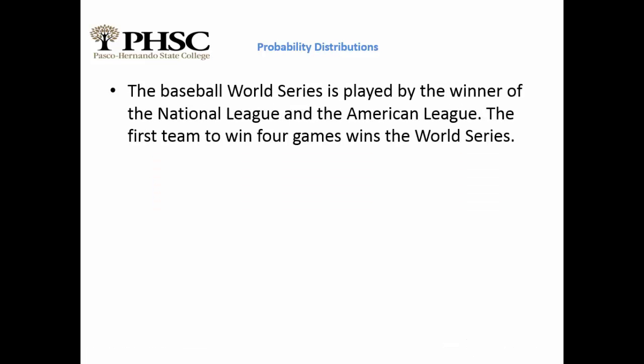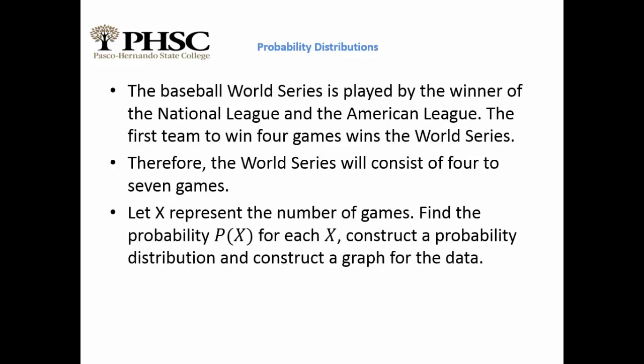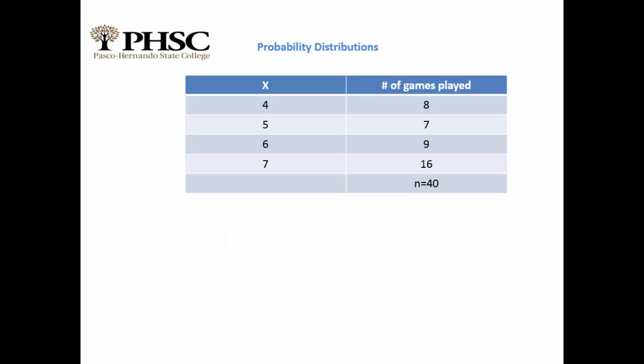So here's another example. The Baseball World Series is played by the winner of the National League and the American League. The first team to win 4 games wins the World Series. So the World Series can consist of anything from 4 games to 7 games. Let X represent the number of games, and we're going to find the probability P of X for each X. Then we'll construct a probability distribution and also a graph for the data. So here's X: 4, 5, 6, 7 games. Those are the possible values that this random variable can assume.